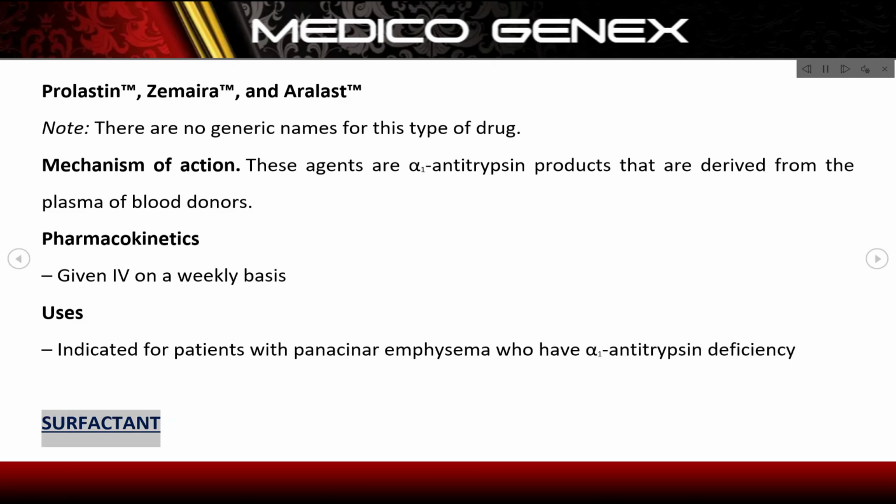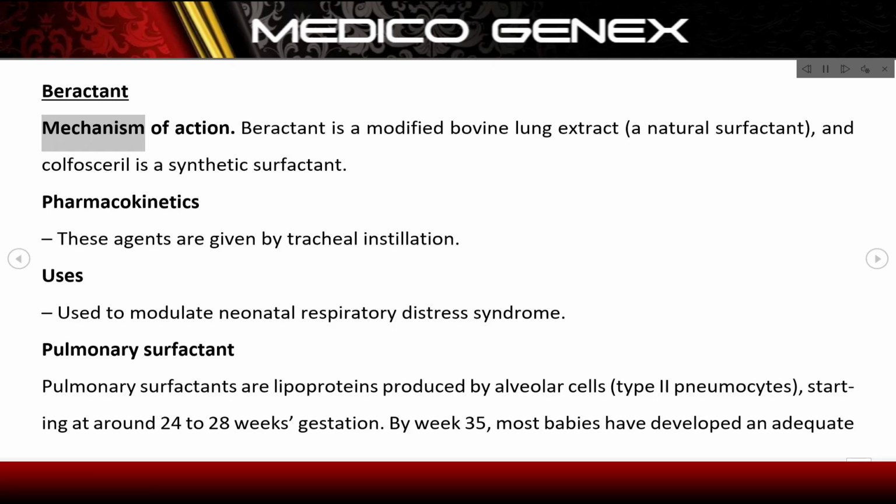Surfactant: beractant. Mechanism of action. Beractant is a modified bovine lung extract, a natural surfactant, and colfosceril is a synthetic surfactant. Pharmacokinetics. These agents are given by tracheal instillation. Uses. Used to treat neonatal respiratory distress syndrome.